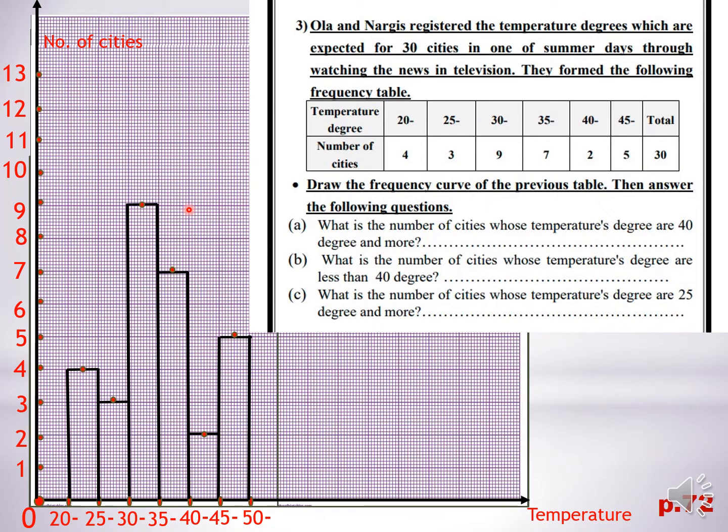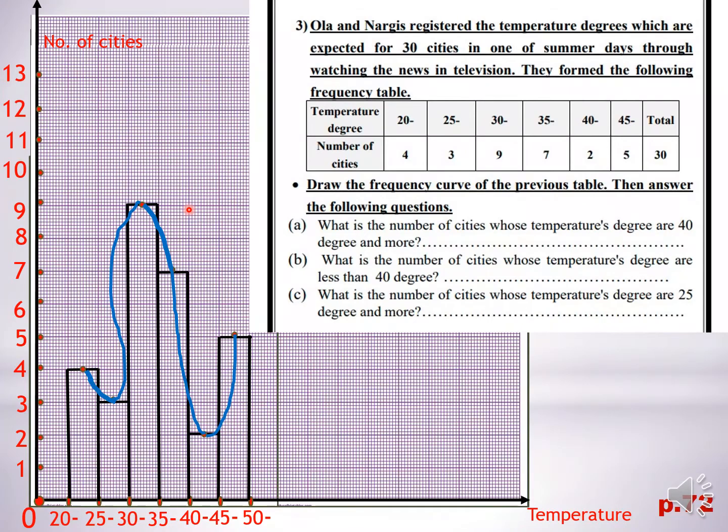To draw the frequency polygon, here I have a frequency curve. So I have to join between these points, but with my hand, not with the ruler. So I will join between them with a line with my hand, like this. It's a curve, a frequency curve. I will do it with my hands.